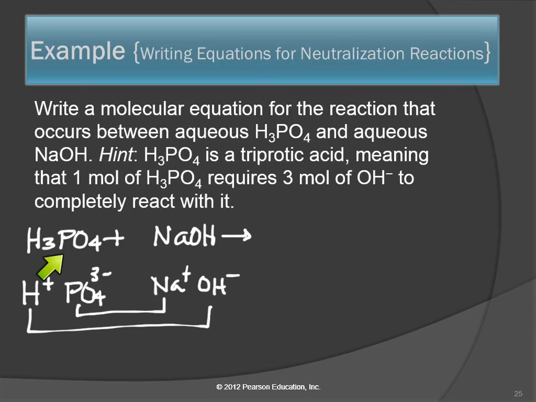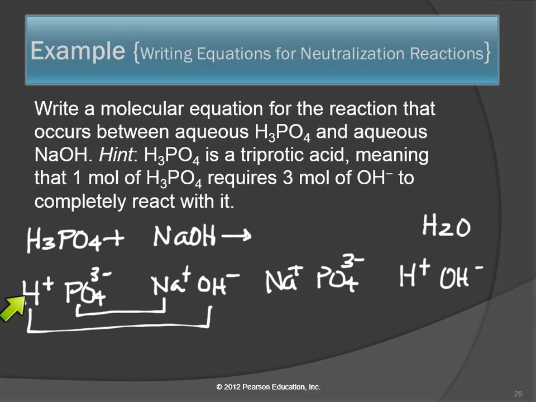This is the acid. It's going to donate a proton. This is the base. The hydroxide is going to accept the proton. So over here, we're going to get sodium with phosphate, and we're going to get hydrogen ion with hydroxide ion. And when you put these 2 together, you get a water molecule.